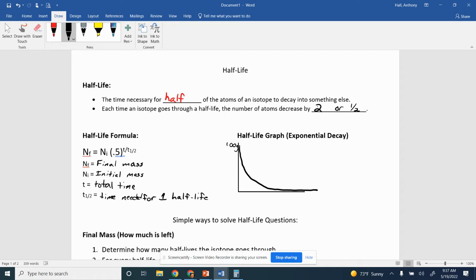0.5. Good job. So 0.5. Well, 0.5 divided by 2 is 0.25. And 0.25 divided by 2 is 0.125. So it just keeps getting smaller and smaller and smaller, and you'll never actually hit 0.